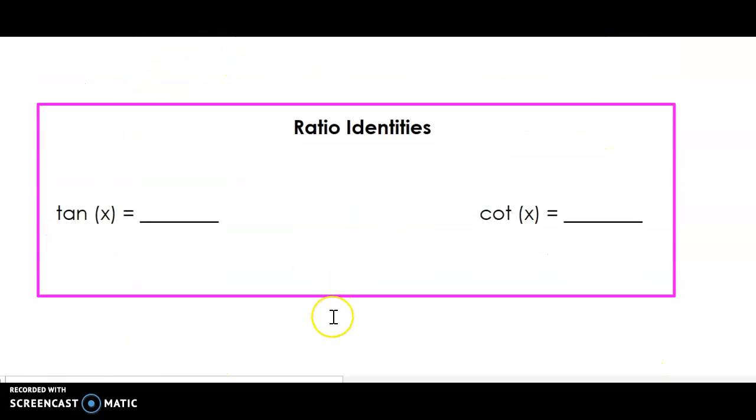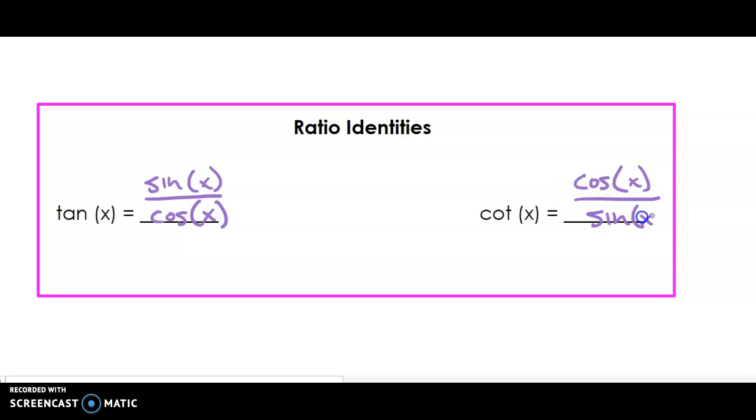All right, how about our next set, the ratio identities, which again, you all know. We talked about the fact that tangent of x is sine of x over cosine of x. And because cotangent is the reciprocal function of tangent, cotangent of x is cosine of x over sine of x.